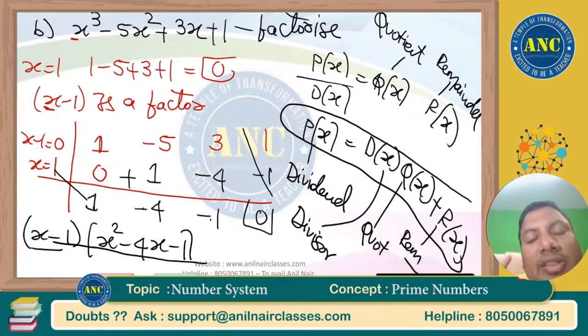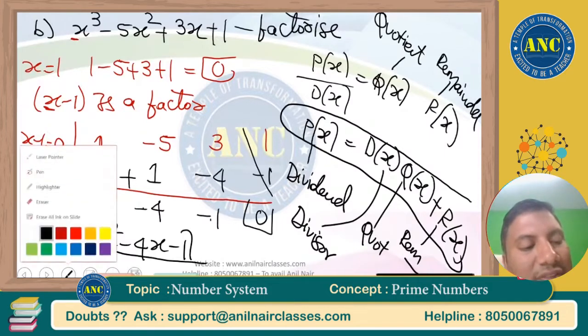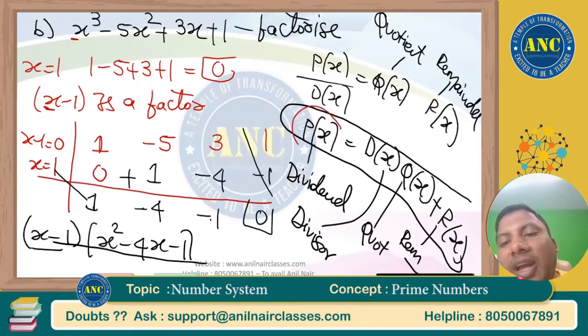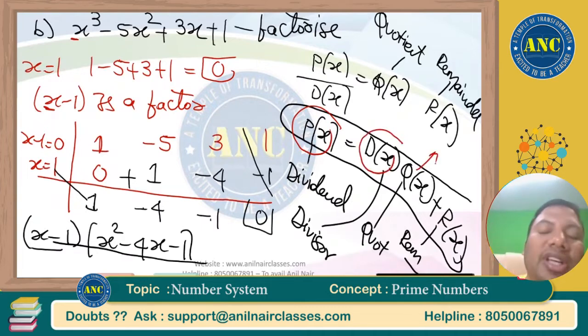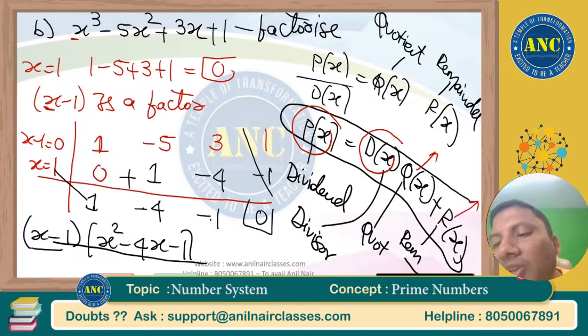That means in the expression, P of x and D of x will be given. The quotient we can determine by using synthetic division. The remainder also we can determine by using synthetic division. I hope you got the idea.